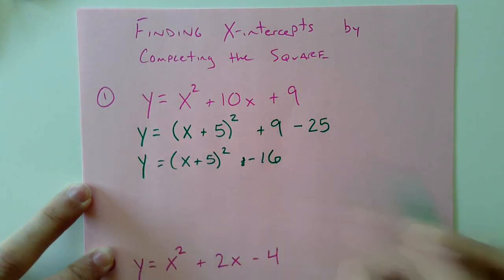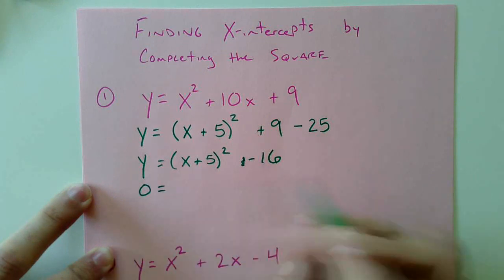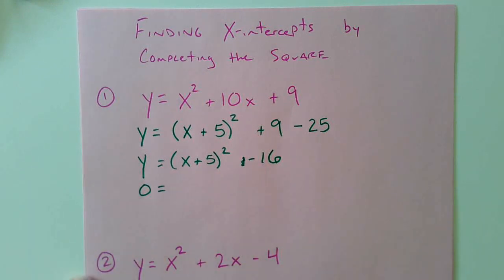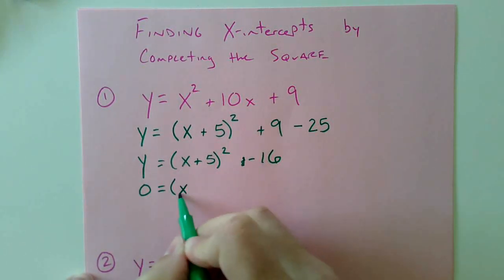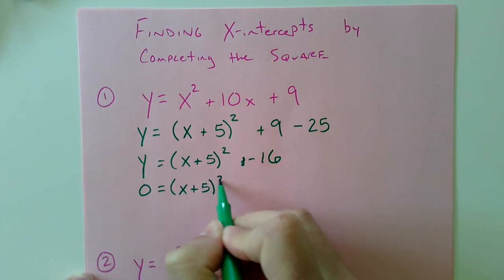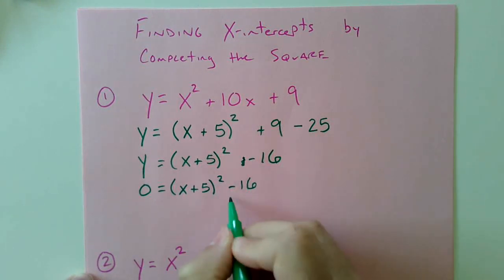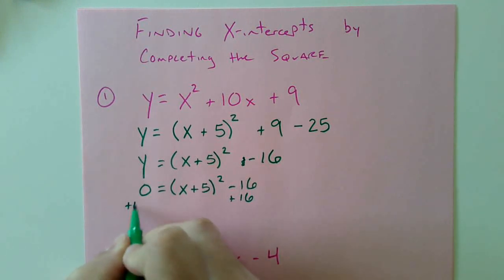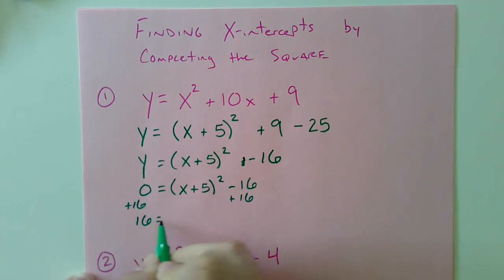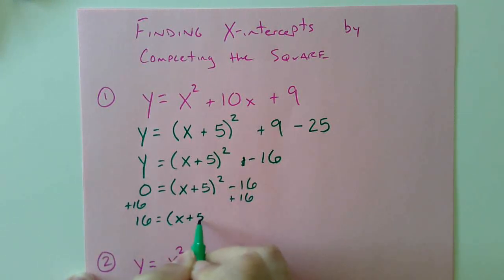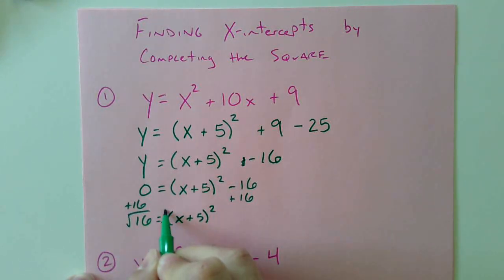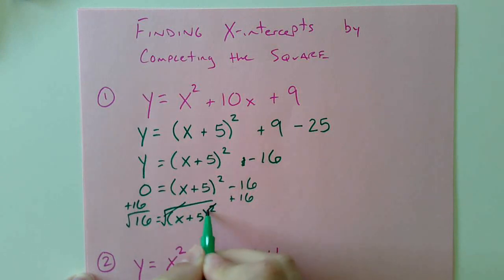equals y. We're going to set that equal to 0 to find the x-intercepts, because we know y equals 0 at the x-intercept. So I have x plus 5 squared minus 16. I'm going to add 16 on both sides. 16 equals x plus 5 squared.